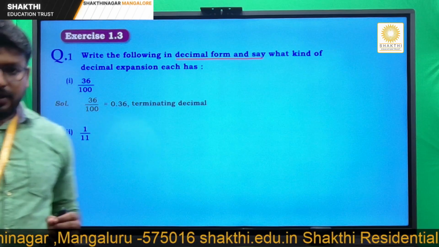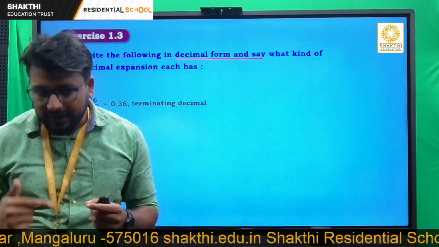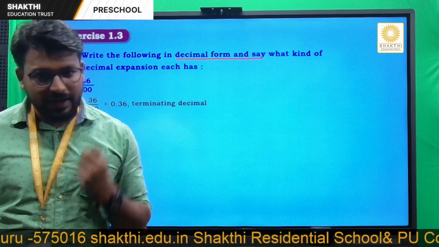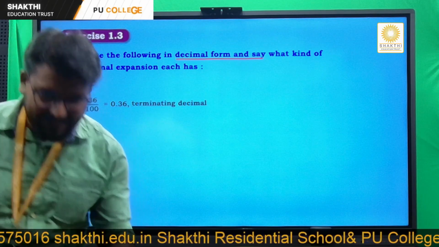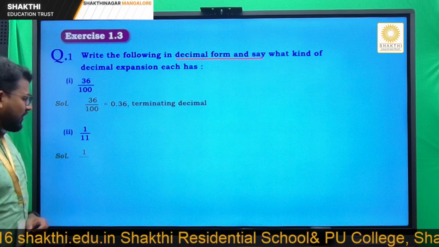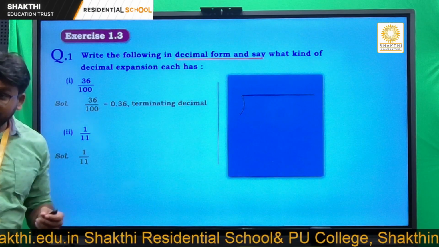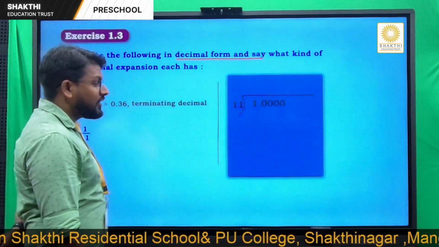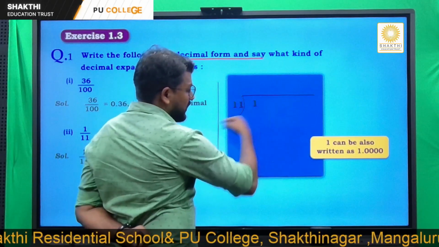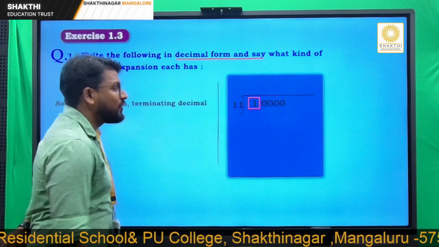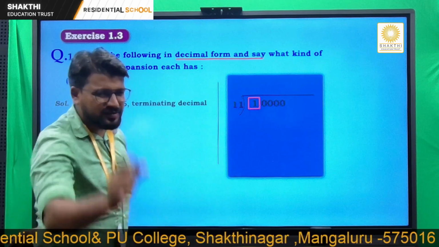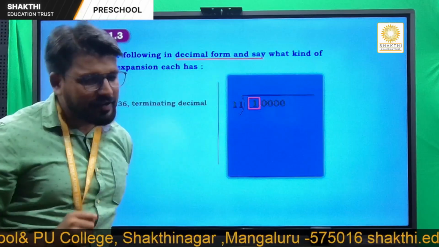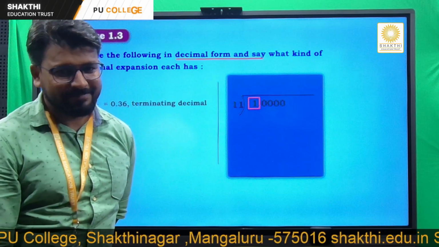You can pause the video and solve it yourself and write the decimal form. I'll wait for 2 minutes. Yes, you're right. Some of them got it right. Some of them may be finding it difficult to divide this. Okay, let me help you. You know that 1 can also be written as 1.000 and 1 is less than 11. These are all simple things. You already know it. But still, some students might find it difficult. For them, let's help.